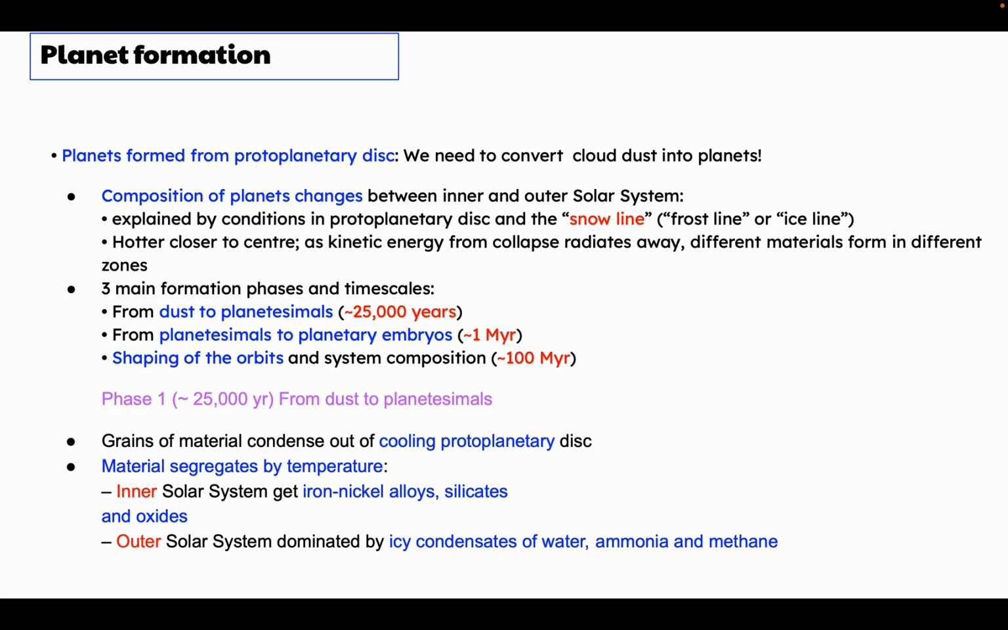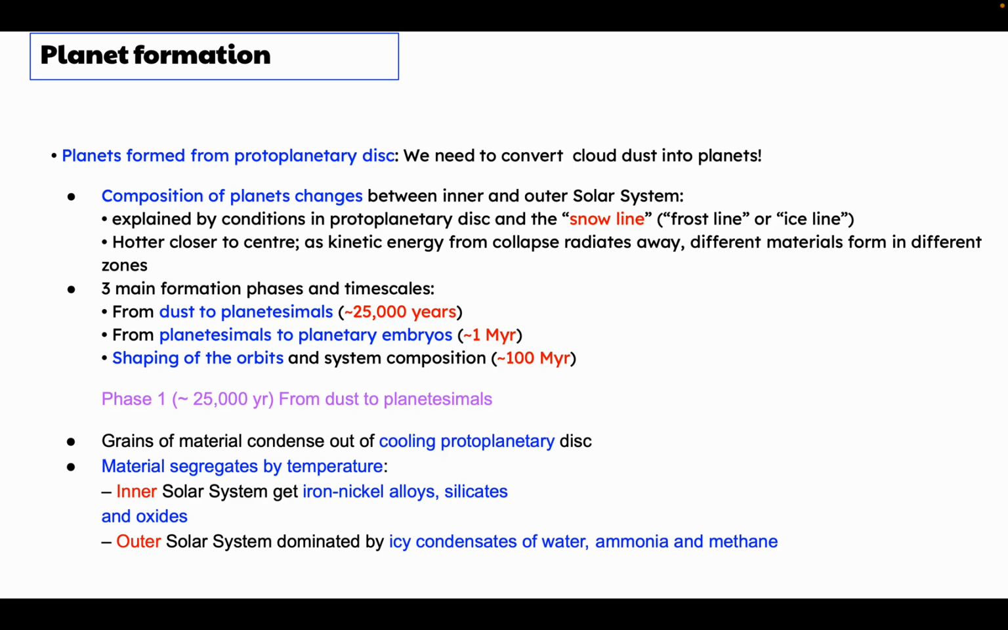Hotter and closer planets we see: the nearer to the star, the hotter the planets. This is because, as the kinetic energy from the collapse radiates away, different materials form in different zones. Three main formation phases and the time scale: from dust to planetesimal, from planetesimal to planetary embryos, and shaping the orbits and the system composition.